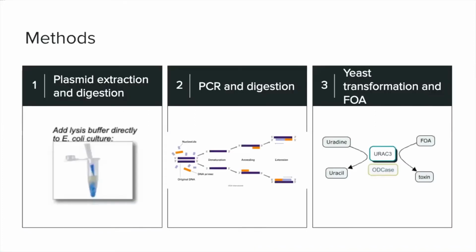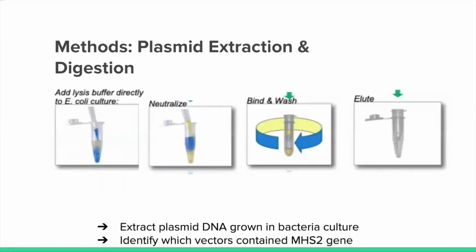So now I'm just going to talk a little bit about the methods, and there are three major methods that we performed in order to gain perspective surrounding our specific aim. And these include plasmid extraction and digestion, PCR and digestion, and yeast transformation in the FOA assay. So just to go into a little bit more depth about each of these, the main objective of the plasmid extraction and digestion.